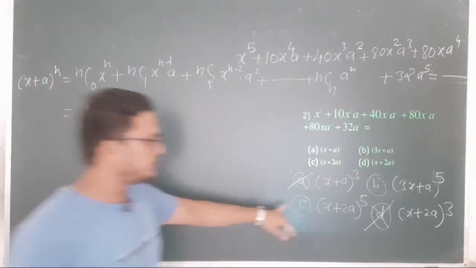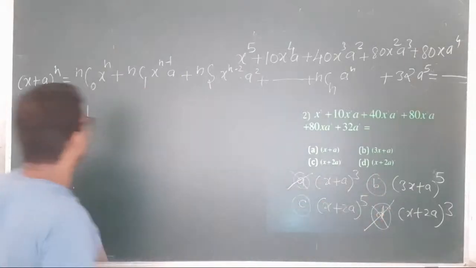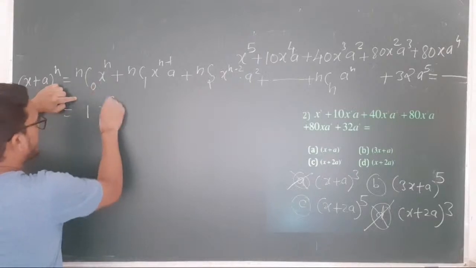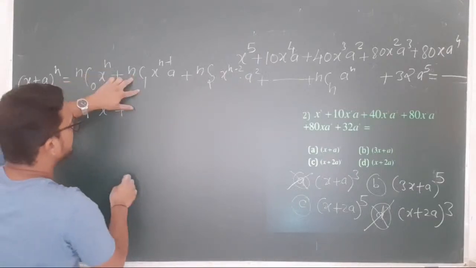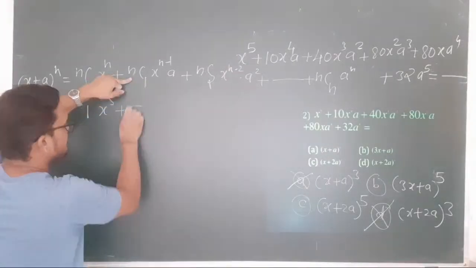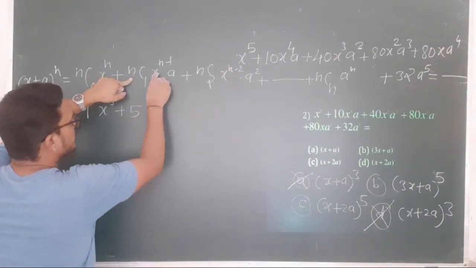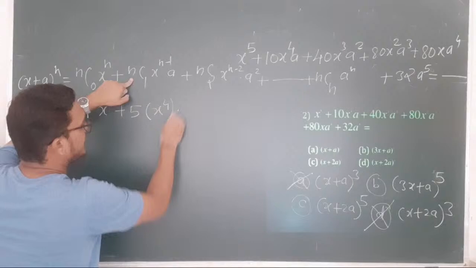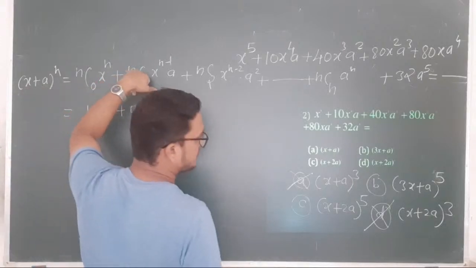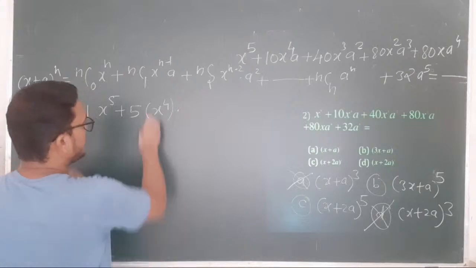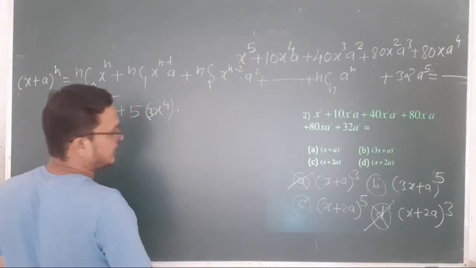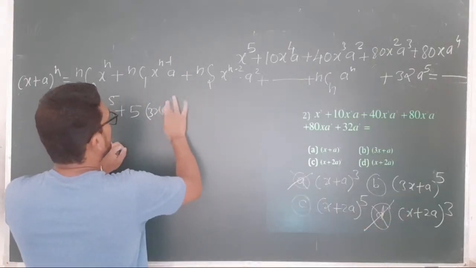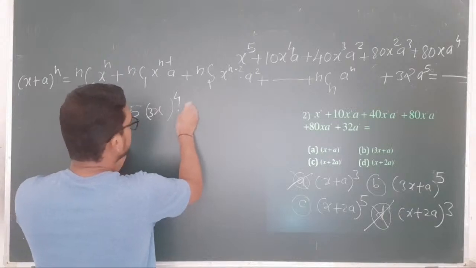Then there is a choice between C and B, powers are 5. So if I take option B, what is the power? 5, so it is x to the power 5 plus nC1, n is 5, 5C1 is 5, into x to the power 5 minus 1 is 4, into a. Sorry, x is 3x here, so (3x) to the power 4 into a, which is a only.